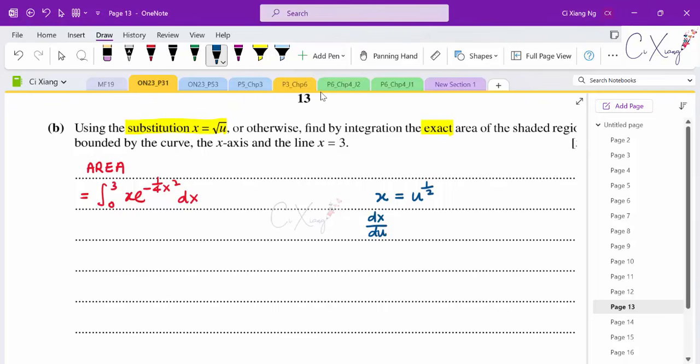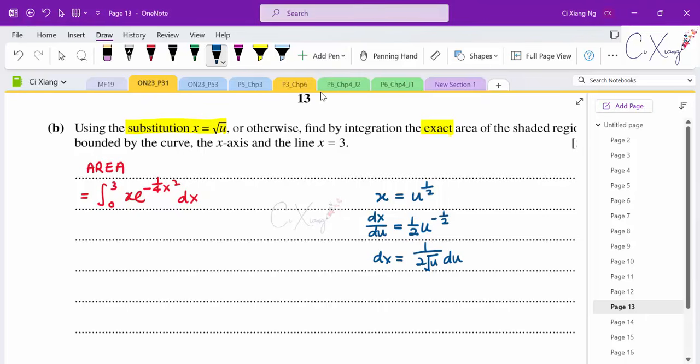If you find dx du, you pull the power in front, copy the u power minus 1, and it becomes u power negative half. Then in terms of u, you have 1 over 2 square root u, du.